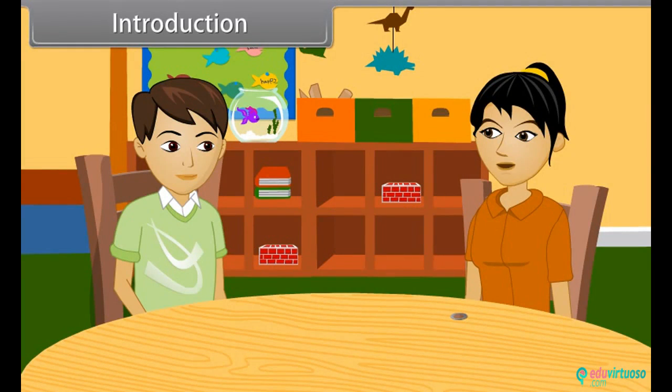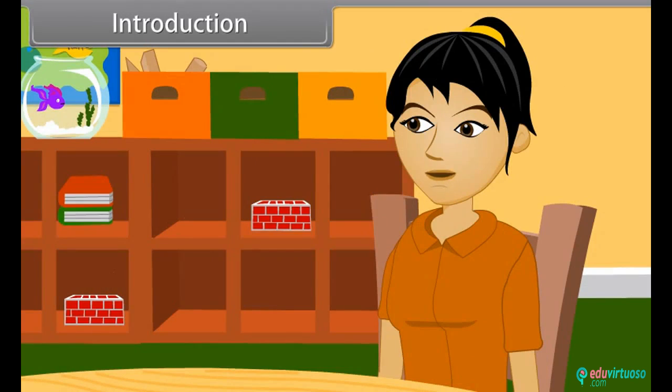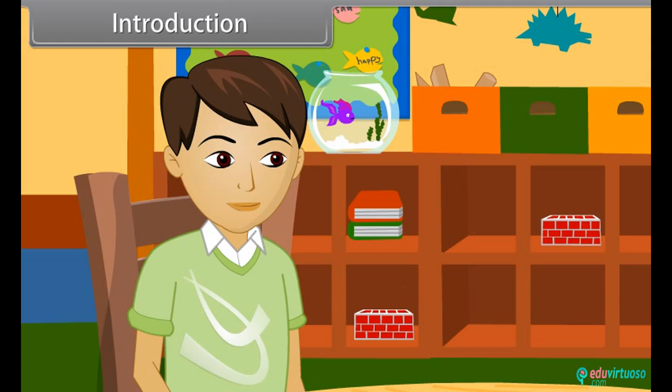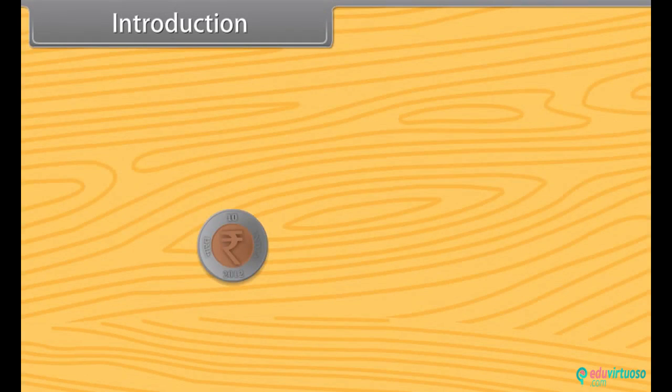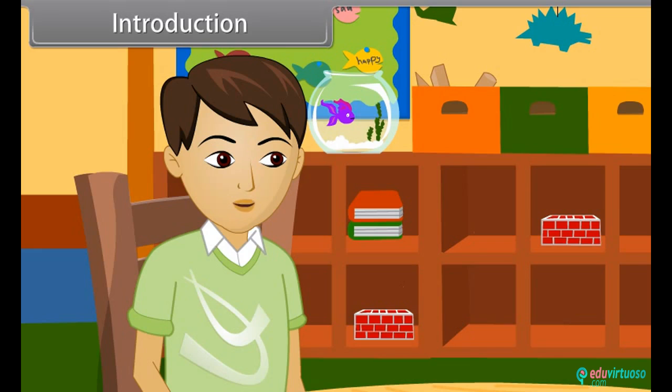Let's play a game of tossing a coin. Okay. If head comes, I will win, and if tail comes, you will win. I am sure you will not win. Let's see. Ha ha ha ha! It's a tail. I win. I told you.